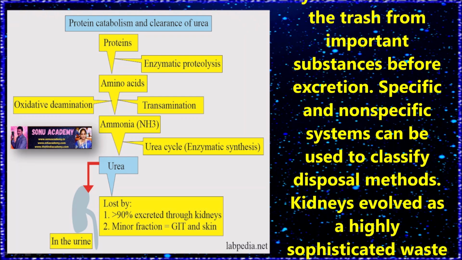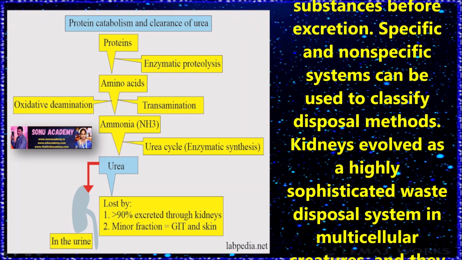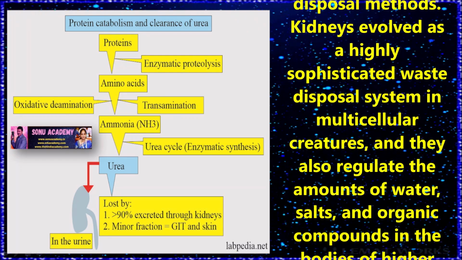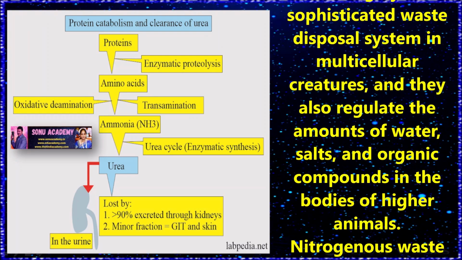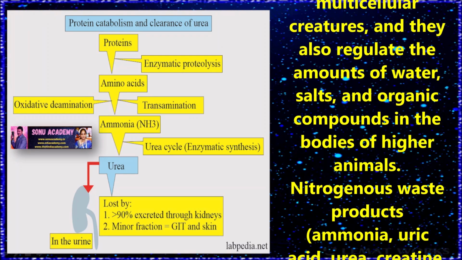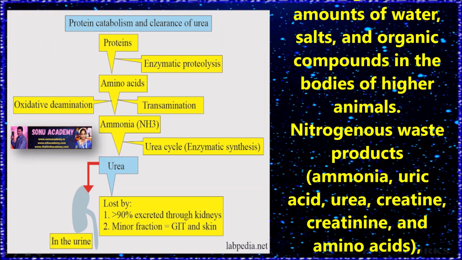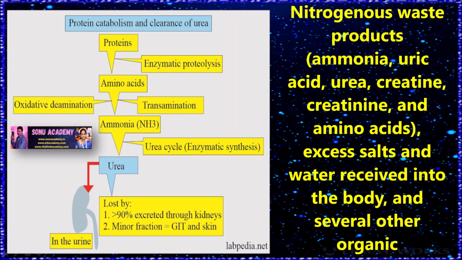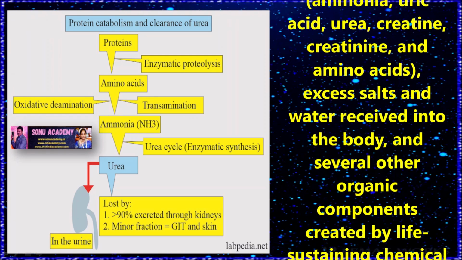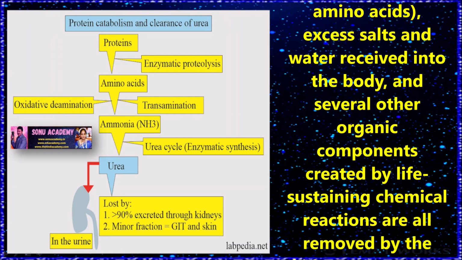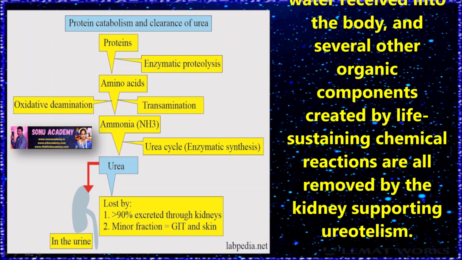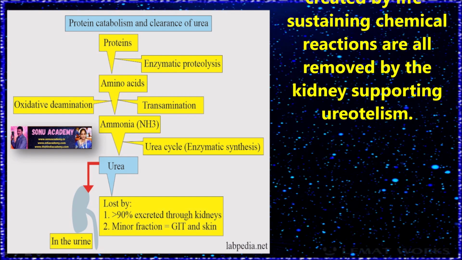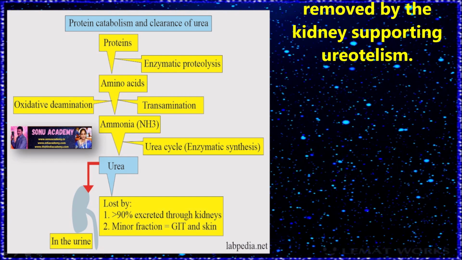Disposal methods can be classified as specific and non-specific systems. Kidneys are regarded as a highly sophisticated waste disposal system in multicellular creatures, and they also regulate the amount of water, salt and organic compounds in the bodies of higher animals. Nitrogenous waste products like ammonia, uric acid, urea, creatinine, creatine and amino acids, excess salts and water received into the blood, and several other organic compounds created by life-sustaining chemical reactions are all removed by the kidneys, supporting ureotelism.